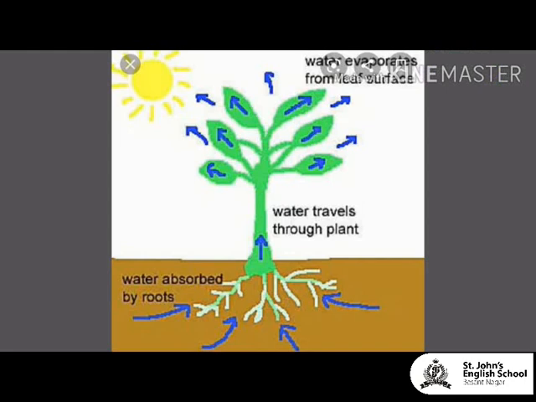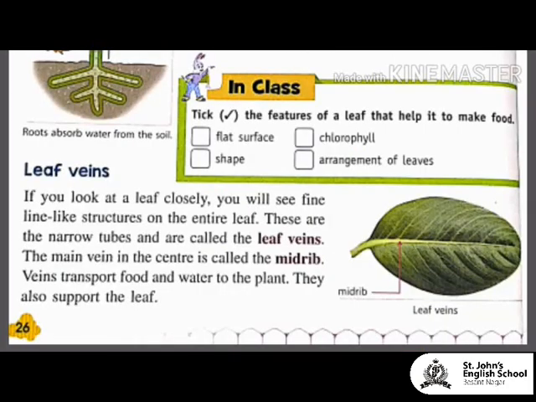And from the stem, the lines present in the leaves, called veins, carry the water from the stem to all parts of the leaf. Veins not only carry water from the stem to all parts of the leaf; once the leaf prepares food, the prepared food is carried by these veins to the stem, and the stem carries the food prepared by the leaves to all other parts of the plant. So now we are going to discuss the parts of a leaf in detail.